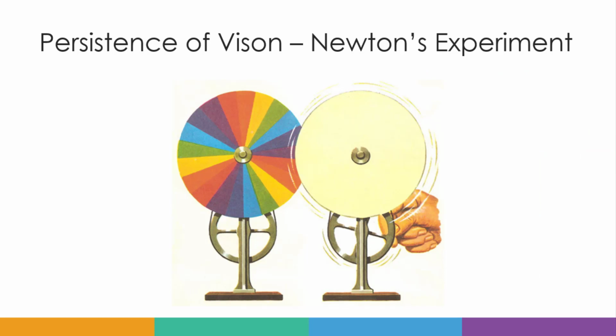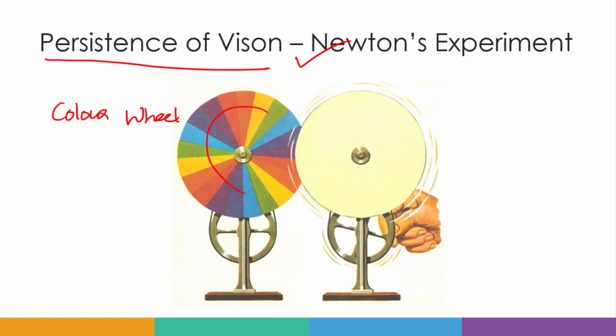All this is possible because of a concept called persistence of vision, by Isaac Newton. Isaac Newton conducted an experiment using his color wheel. This is known as the color wheel experiment, and in it he painted some colors on this wheel, and he observed that when he moved this wheel very fast, the color appears white. And he concluded that this is because of persistence of vision.